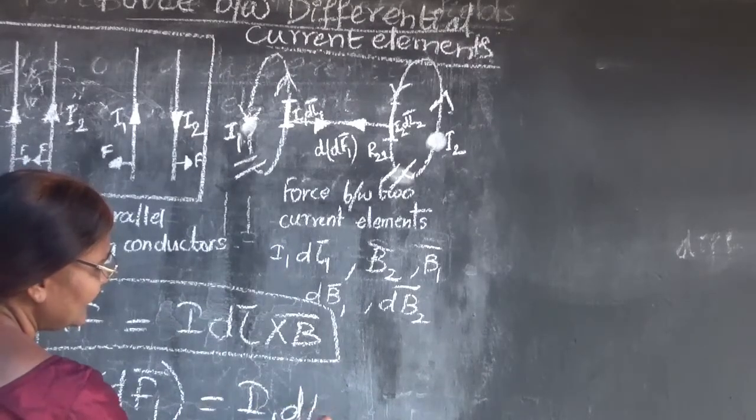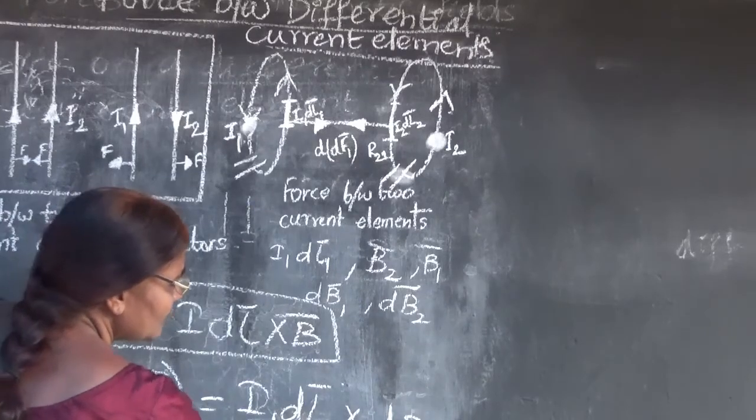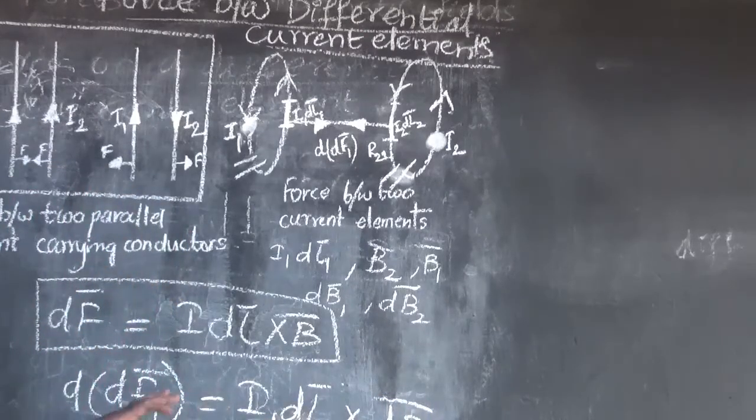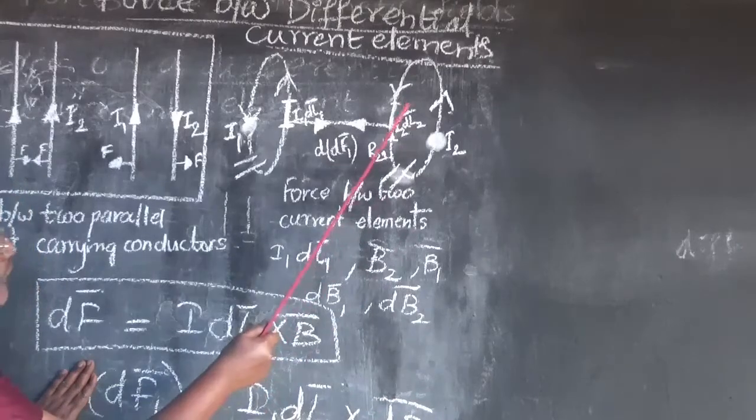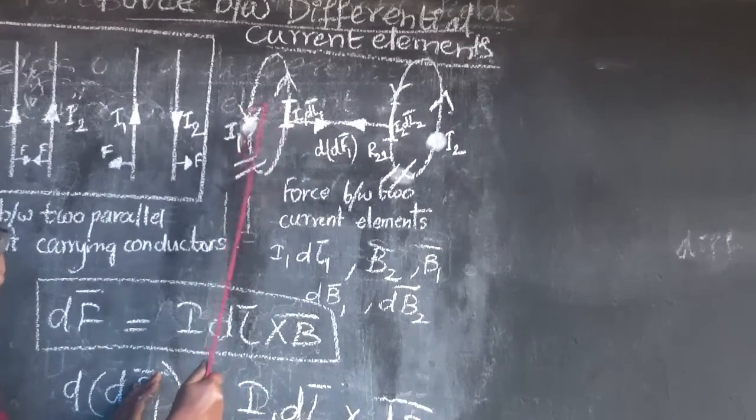I1 dL1 bar cross dB2 bar. Let me explain this. In the previous case, the total field was exerting some force on the first current carrying conductor. Here a small portion of the field of the second current carrying conductor will exert some force. That means d of dF1 bar on the first current carrying conductor.